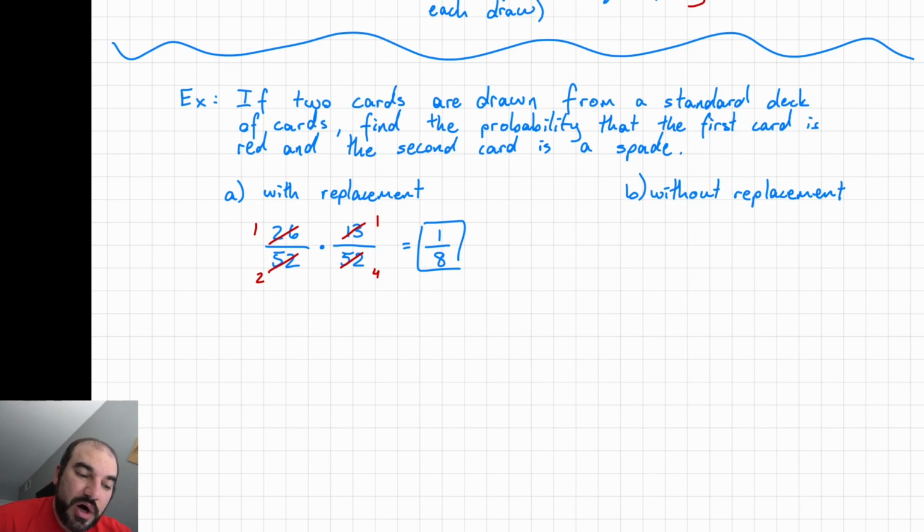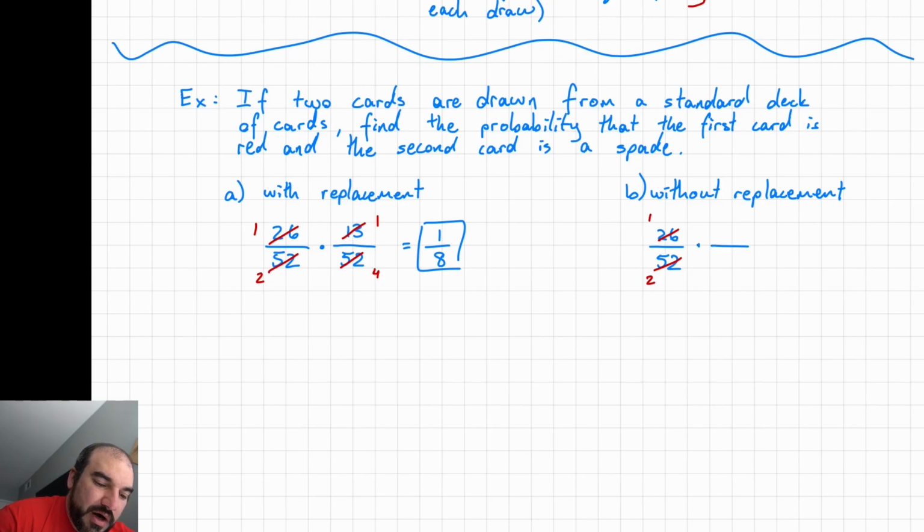Again, the first card we draw is not really affected by anything beforehand. So we have a full deck of cards. What is the probability that the first card we draw is red? Well, we just did this, right? 26 out of 52, which again reduces to 1/2.